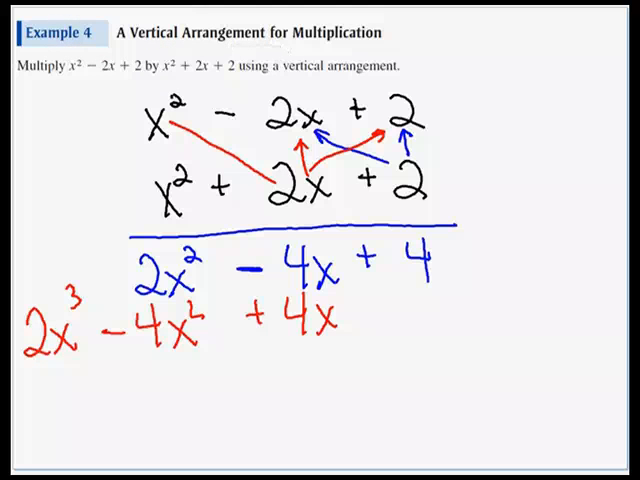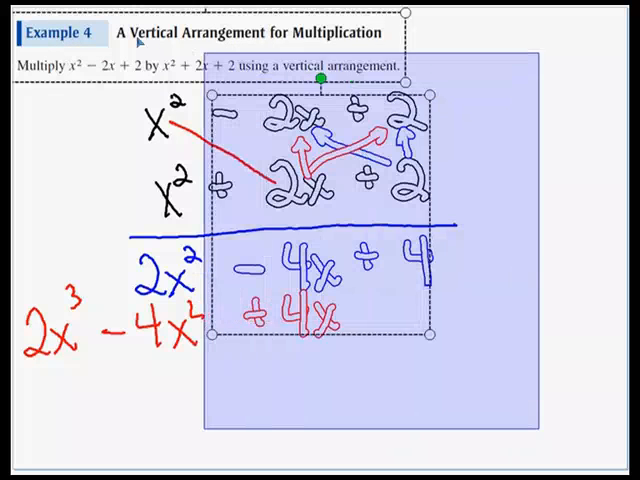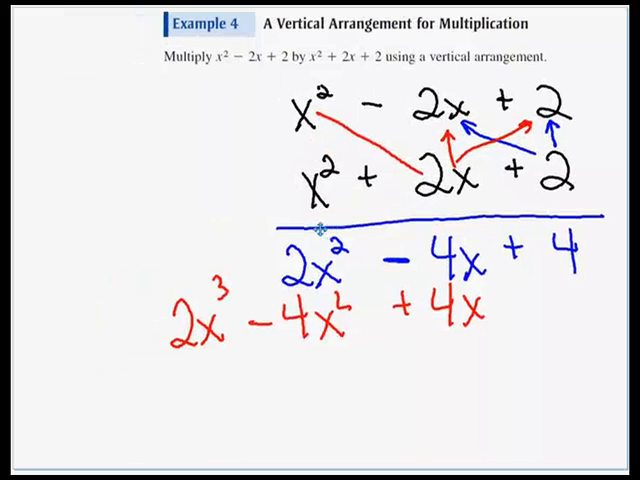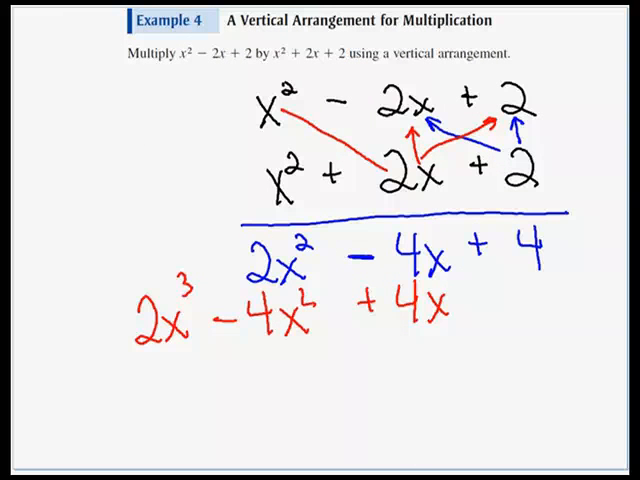And now that I'm looking at this, I might need a little more room on the left. So I'm going to slide this over. And I'll change colors again. I guess I'll go to black here. So we did the 2 times everything above it and the 2x times everything above it. Now we'll do the x squared. X squared times 2 is 2x squared. X squared times this minus 2x in the middle is minus 2x to the third. And then x squared times the x squared above it is x to the fourth.